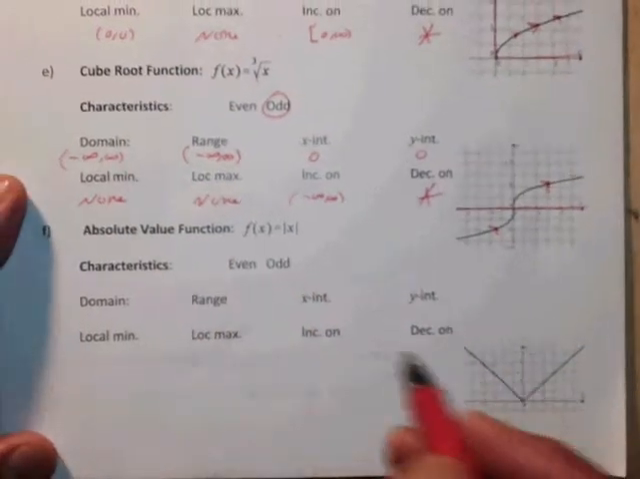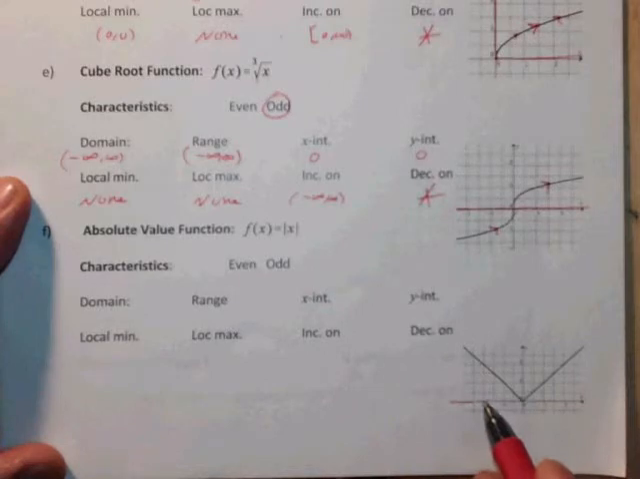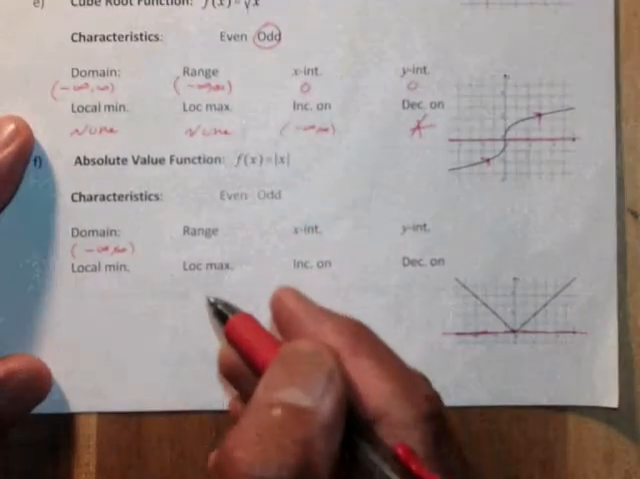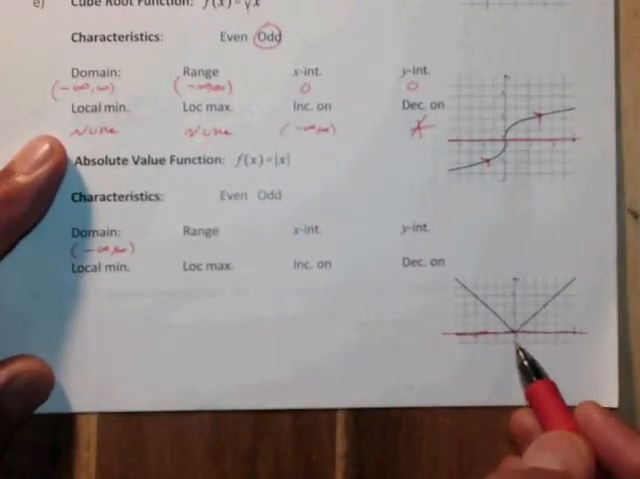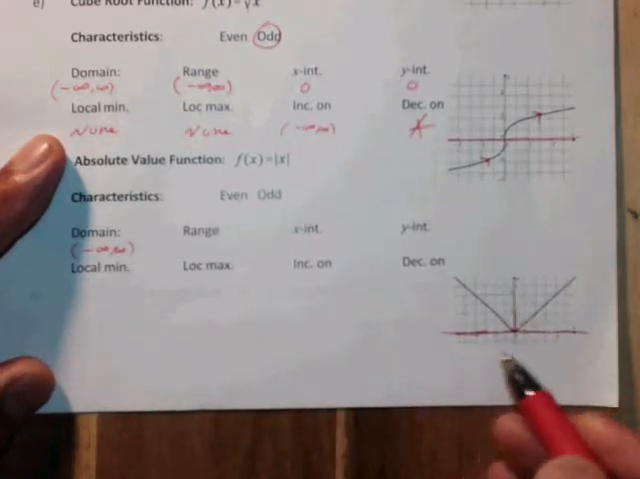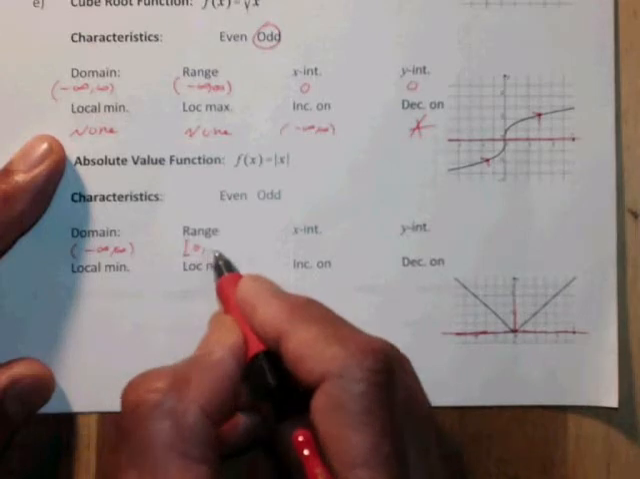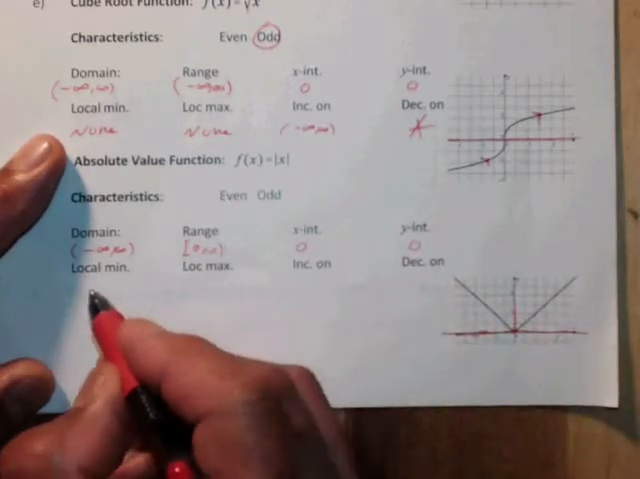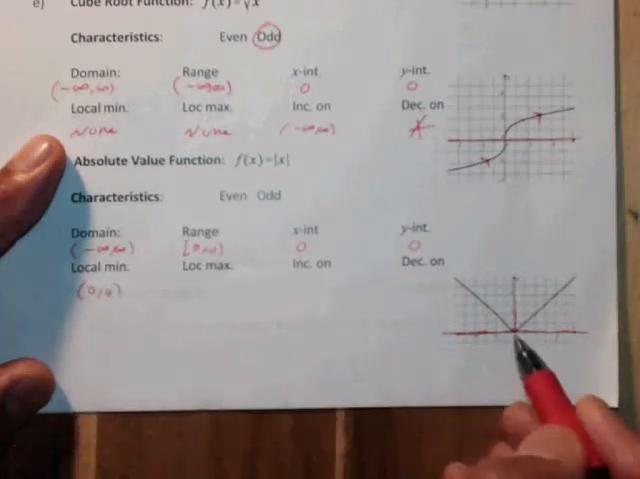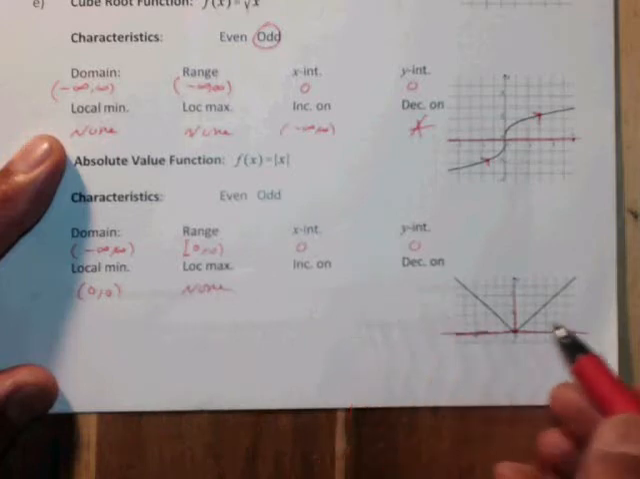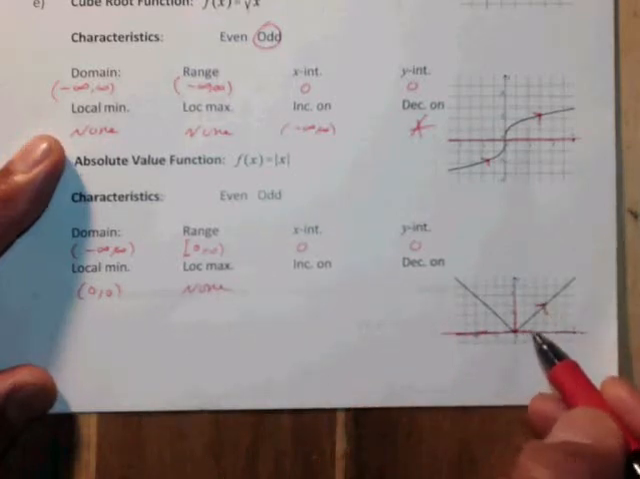And domain, of course, you see, any value for x is acceptable here. The domain is minus infinity to infinity. Range, you see, you never get negative values. So range is from 0 to infinity. X-intercept is 0, y-intercept is 0, local minimum is 0, 0. You see, this point is the lowest point. No local maximum.